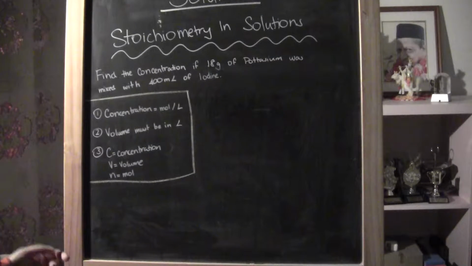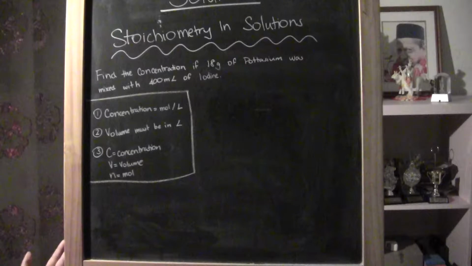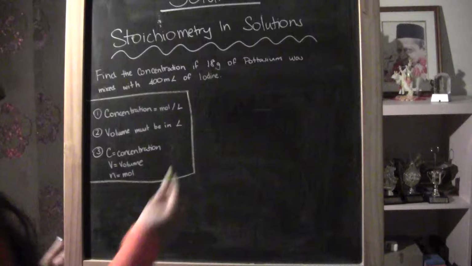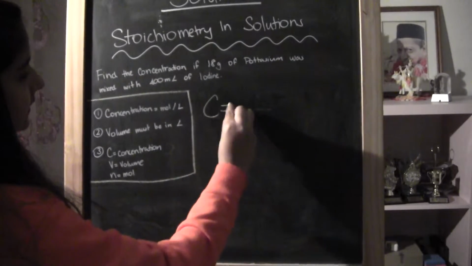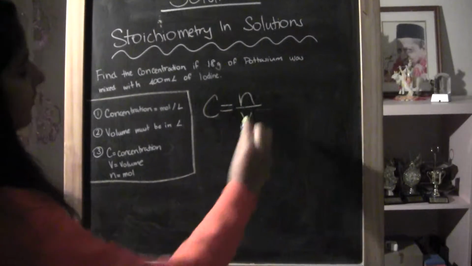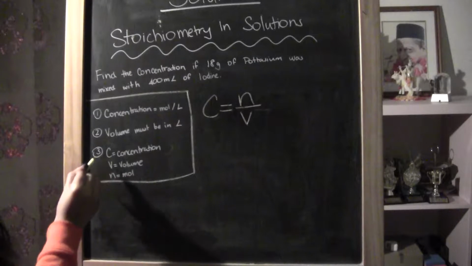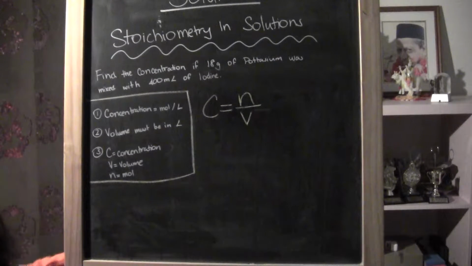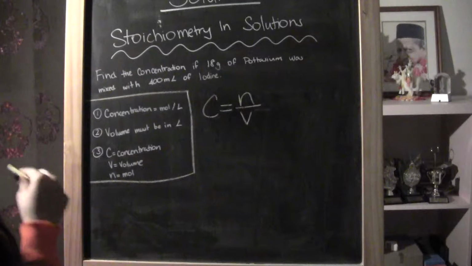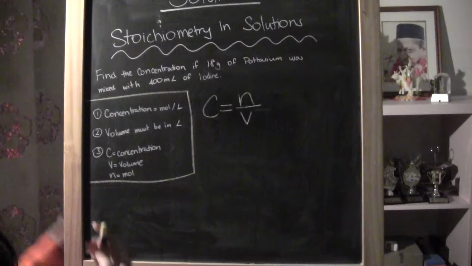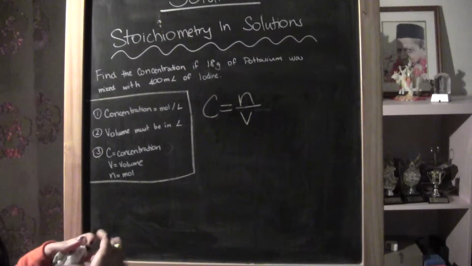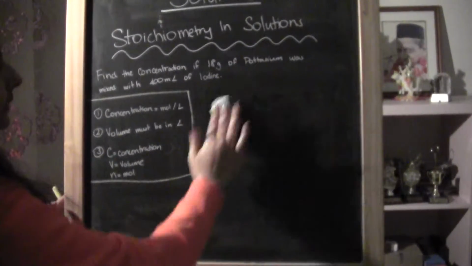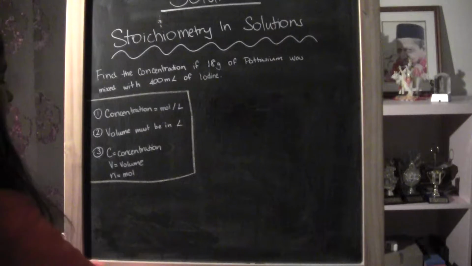Okay? So, in stoichiometry with solutions, we have to look at a new equation, which is C equals n over V, where C is concentration, V is volume, and n is mole. Okay? So, volume must be in liters, and concentration equals moles per liter. These are the rules that we have to follow. Okay? So, I'm just going to erase this really quickly so we have more space to work.